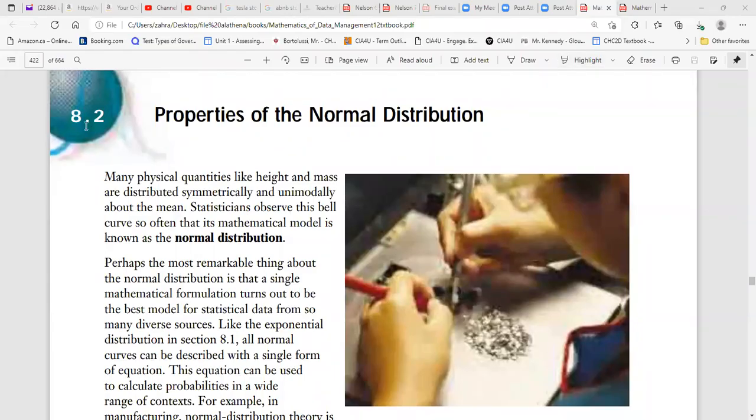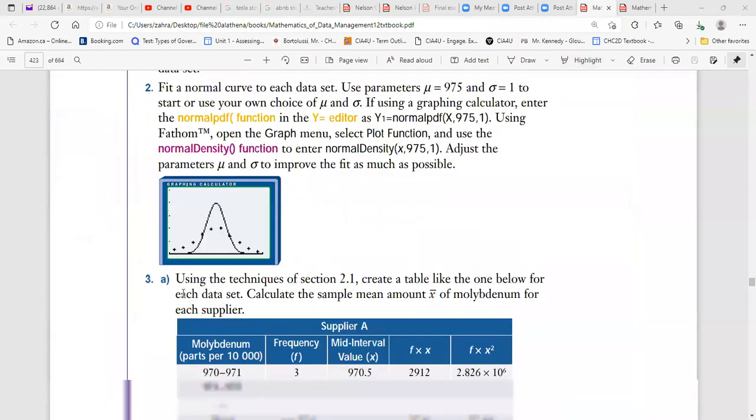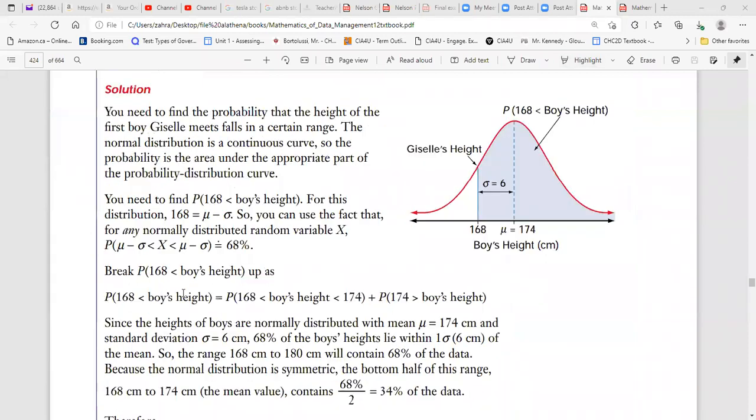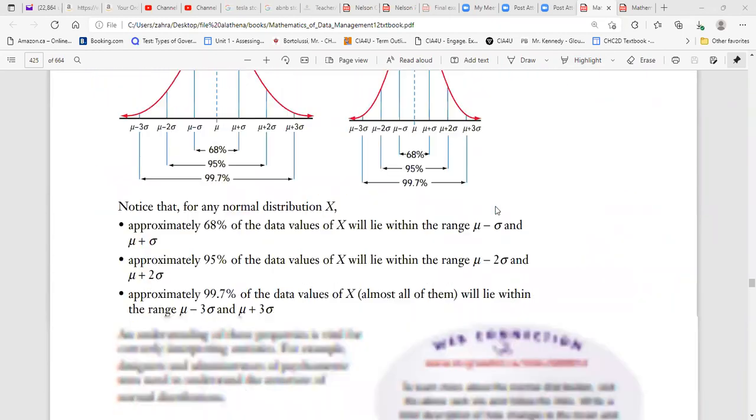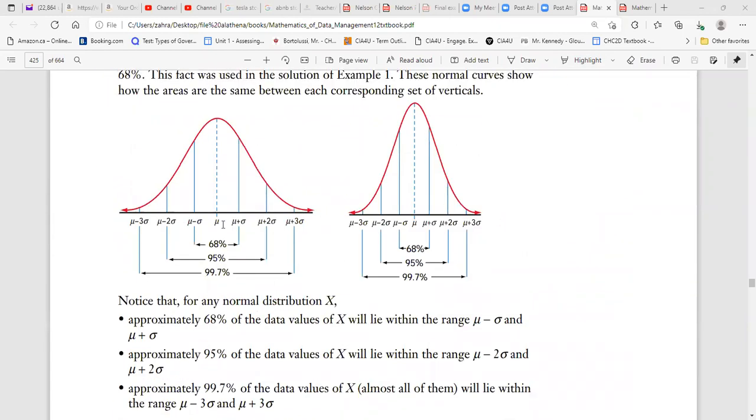8.2 properties of normal distribution. Okay, so we want to see what the normal distribution is. If you look at this shape, this is the normal distribution. In the middle, we have the average, and we want to define the standard deviation. Let's just look at that. The standard deviation, we call it sigma.